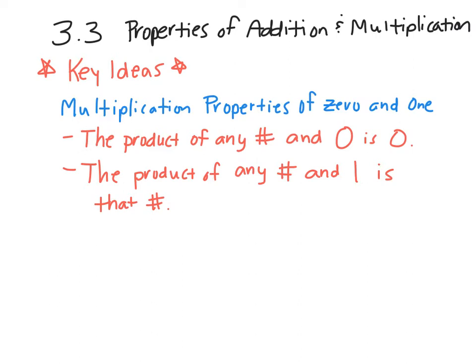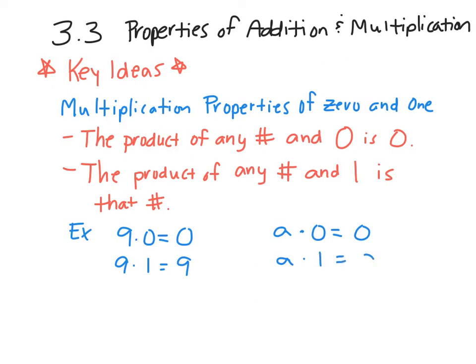So my examples for you look like this. If I had 9 times 0, it would equal 0. So that's reinstating that the product of any number and 0 is 0. Algebraically, it would look like this: a times 0 equals 0. And then for the second part, the product of any number and 1 is that number, we could do 9 times 1 equals 9, or a times 1 equals a.